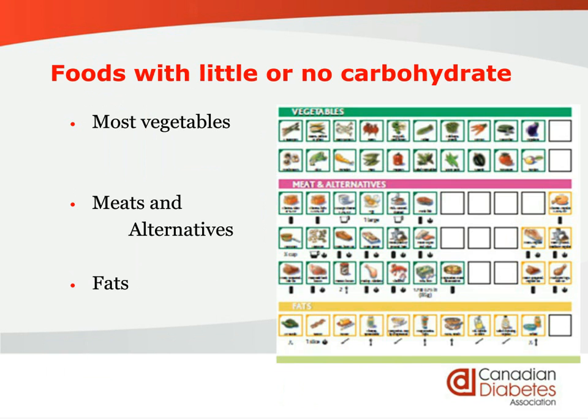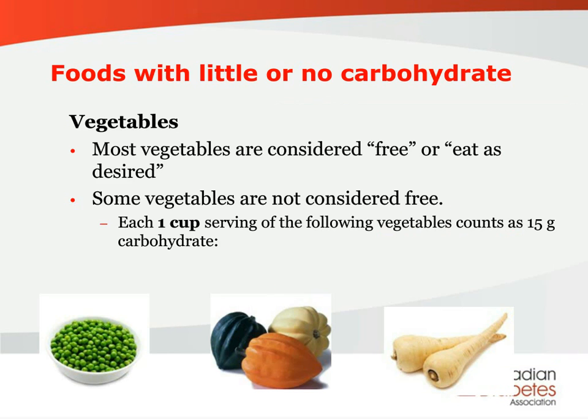And then we also have the foods that contain little or no carbohydrates, and these are our vegetables, meats and alternatives, and fats. And so these are the foods that we want to make up the rest of our meal because we know that these are going to have very little impact on our blood sugars. So most of our vegetables are considered free and you can eat as many as you want without having an effect on your blood sugars. But there are a few vegetables that are not considered free, and these are what I call the sweet vegetables. For a few of these, like squash and carrots and parsnips and peas, 1 cup of each of them is going to be 15 grams of carbohydrates, or one of our one choices.